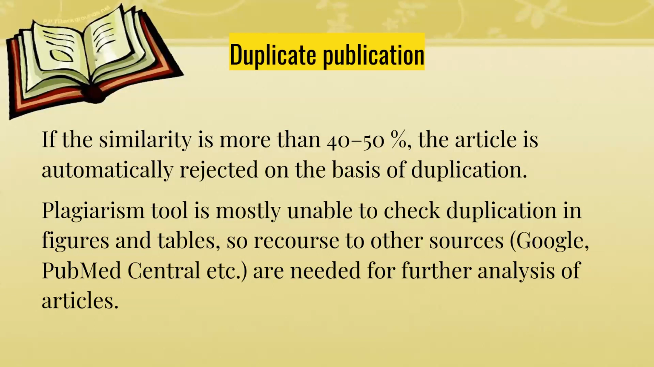Some universities apply a rule for a percentage that is still acceptable for students' work. A plagiarism tool is mostly unable to check duplication in figures and tables, so other sources like Google, PubMed Central, etc. are needed for further analysis of articles. Sometimes in students' manuscripts there are pictures or tables which are not really recognizable by some similarity checker applications, so one manuscript cannot simply be tested by only Turnitin. Figures and tables need more applications to check the similarity index.